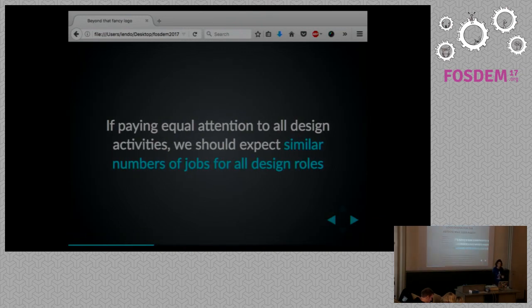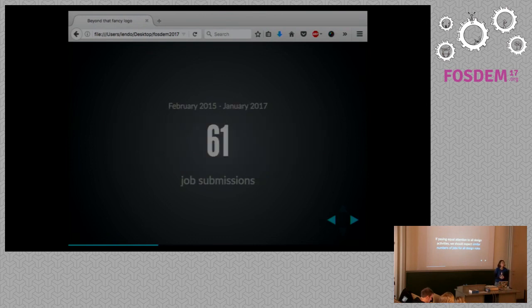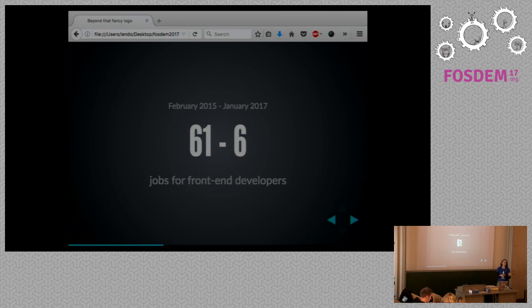If free and open source software projects were paying equal attention to all design activities, the hypothesis would be that we should expect similar number of jobs submitted for all the design roles. But is this what's actually happening? Let's see. So between February 2015, when we launched the jobs board, and January 2017, we received 61 jobs.